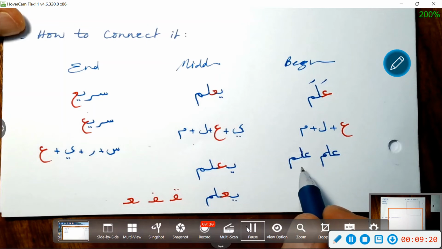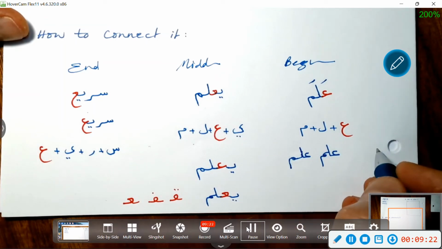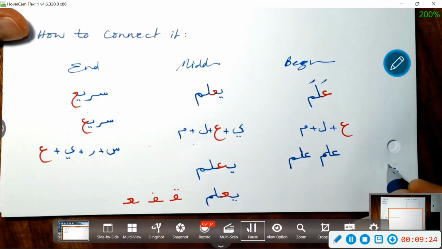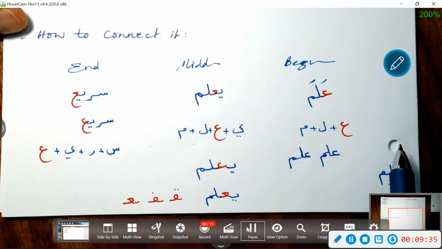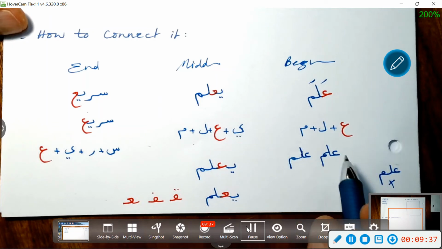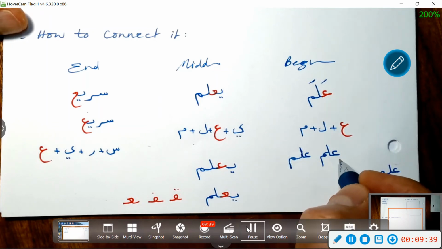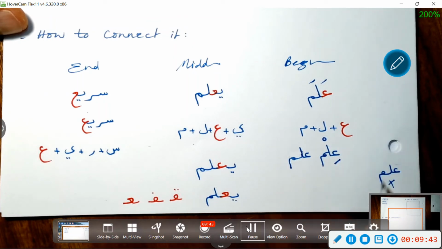Which is not correct is when someone writes it like this and then they put it from the top. This is wrong. This is not meem at the end. We're gonna study that later. What we have to know now is the word alam. If we change the harakat, we put kasra under the ayn and sukoon over the lam. Now it becomes another word, and it's pronounced as ilm.